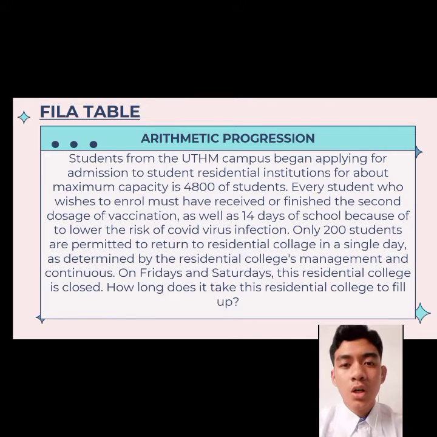Thank you, Iqbal Aizat. Now I will talk about the Fila table. The first Fila table I will talk about is arithmetic progression. Students from the UTHM campus begin applying for admission to the student residential institution, with a maximum capacity of 4,800 students. Every student who wishes to enroll must have finished the second dose of vaccination, as well as 14 days, to lower the risk of COVID virus infection. Only 200 students are permitted to return to the residential college in a single day, as determined by the residential college management, and this continues. On Fridays and Saturdays, this residential college is closed. How long does it take this residential college to fill up?